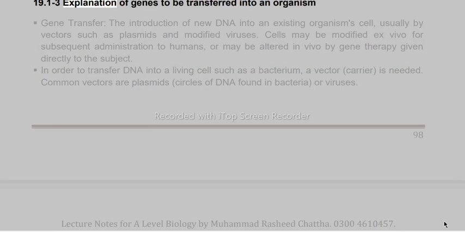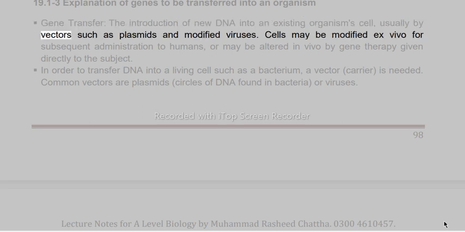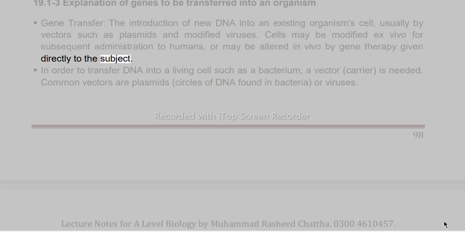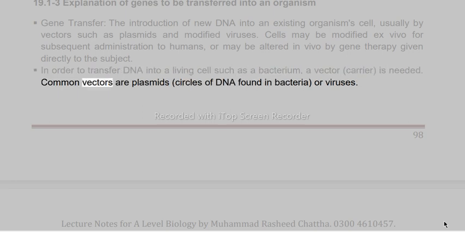19.1.3 Explanation of genes to be transferred into an organism. Gene transfer is the introduction of new DNA into an existing organism's cell, usually by vectors such as plasmids and modified viruses. Cells may be modified ex vivo for subsequent administration to humans, or may be altered in vivo by gene therapy given directly to the subject. In order to transfer DNA into a living cell such as a bacterium, a vector carrier is needed. Common vectors are plasmids, circles of DNA found in bacteria, or viruses.